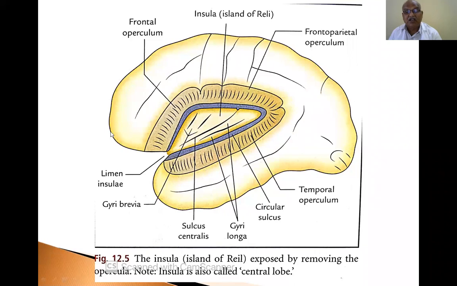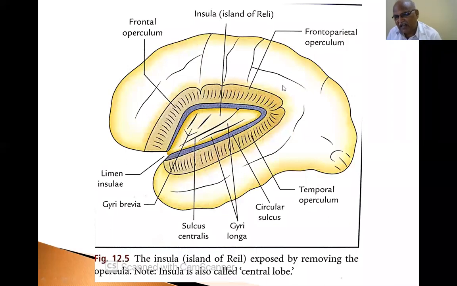So this is the frontal pole, this is the occipital pole, this is the temporal pole, this is the frontal lobe, this is the parietal lobe, this is the occipital lobe, and this is the temporal lobe. So this is the island of insula extending from the frontal, parietal, occipital, and temporal lobes. This is a hidden part. This is considered as a fifth lobe. You can consider it as a fifth lobe.